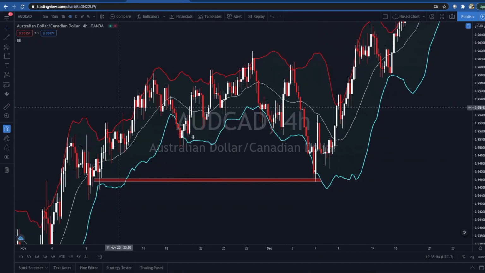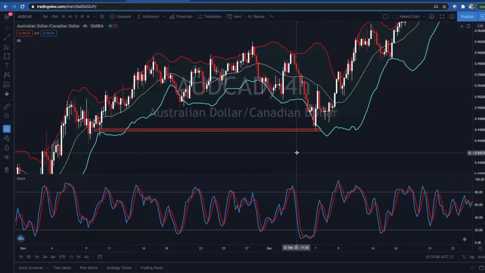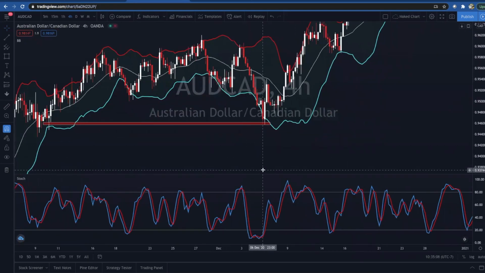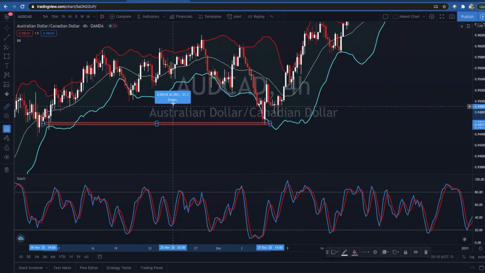Just to add some confluence, let's add our stochastic. And here you have a stochastic crossing. Your stochastic is below the 20 level, and you have a beautiful crossover to the upside. And within the first 4 hours, you would have gained 48 pips, and in 8 hours, you would have had 94 pips.